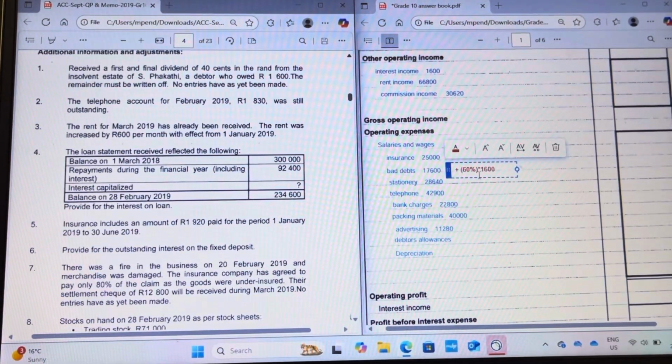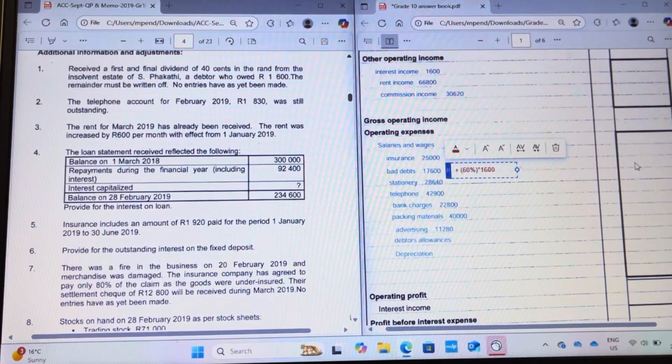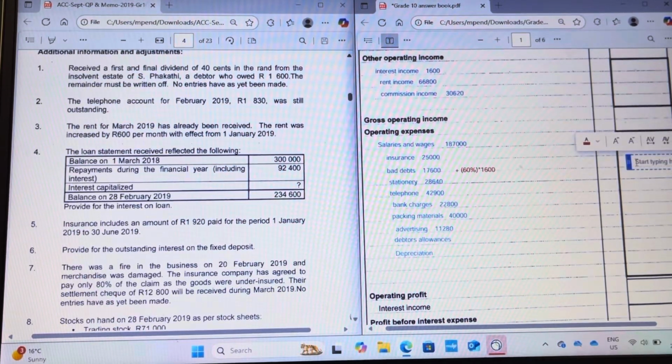Here we go. 60% of 1,600 is 960. Therefore, that concludes our bad debts amount and makes it 17,600 plus 960, and that gives us 18,560. Then we're done with the first additional information.